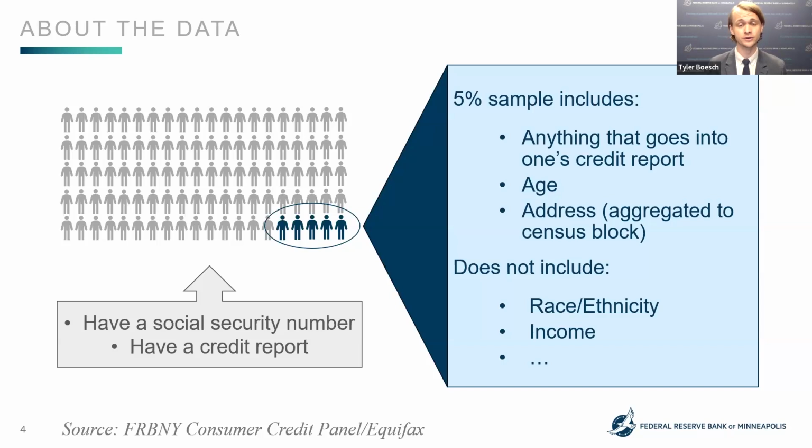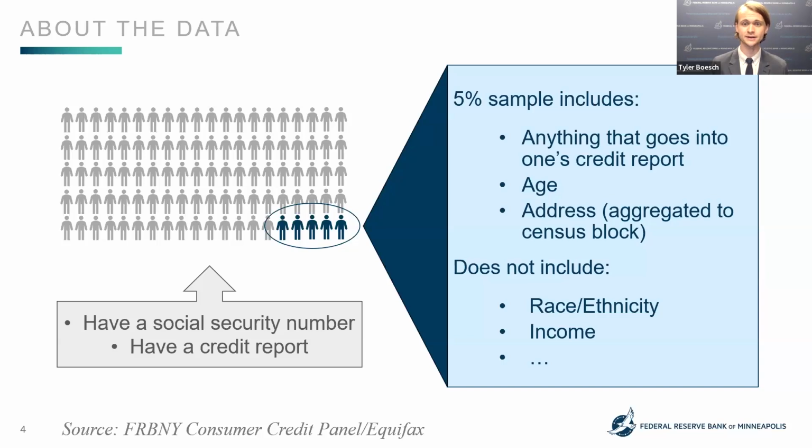The data that we use in the Metro Migration Dashboard are called the Consumer Credit Panel. And these data come from a partnership between the Federal Reserve Bank of New York and Equifax. And what the data are is a 5% nationally representative sample of everybody with a social security number and a credit report. So if you take a look at all the folks on the left and think of that as the population that has both a social security number and a credit report, we have data on those last 5 blue individuals that are circled, and that group is representative of the population as a whole.